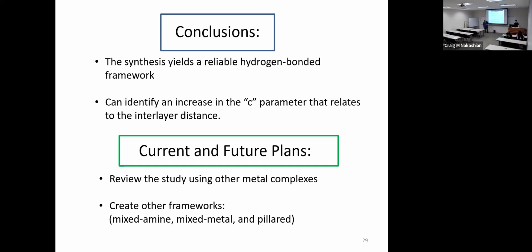And again, we can identify our C parameter, an increase in value that tells us we do have clay functionality. We're not going to see extremely large increases in the distance because at some point it becomes a thermodynamic kind of system. If they're not close enough, then our framework would just go kaput. And then some current things we're doing in the future.